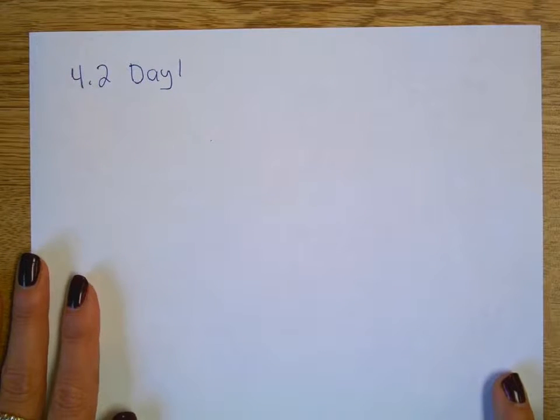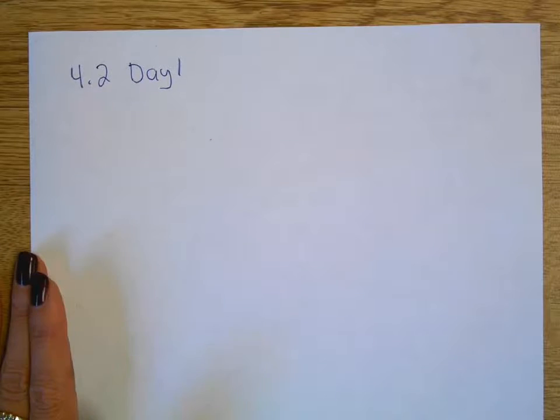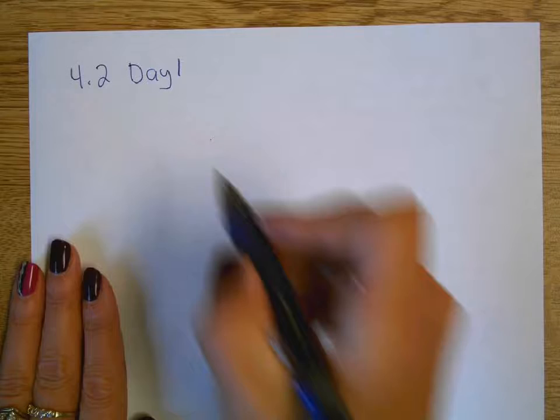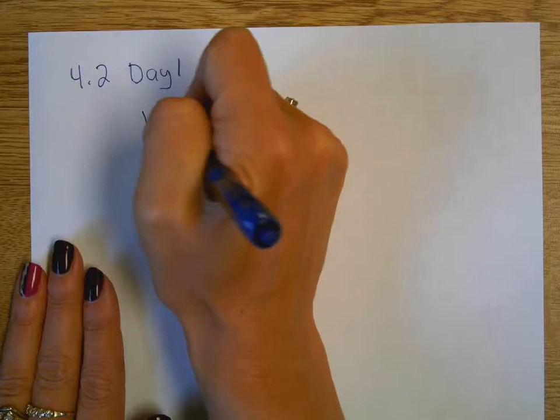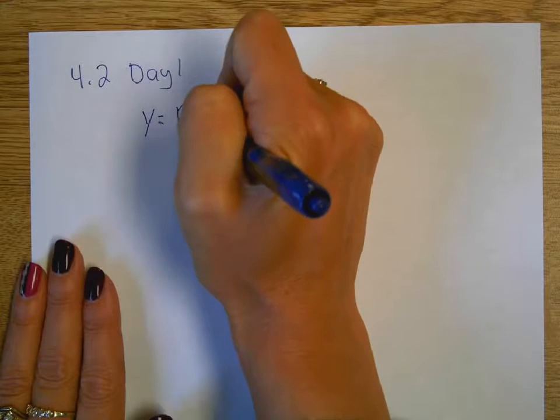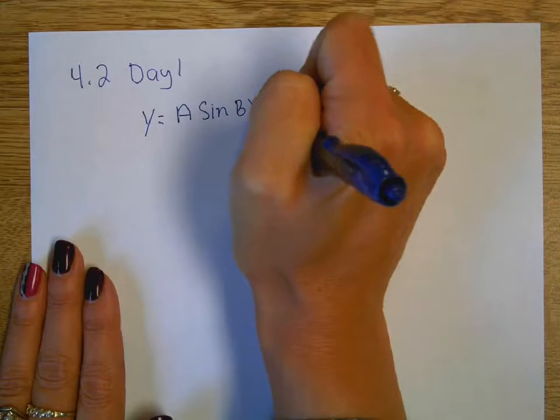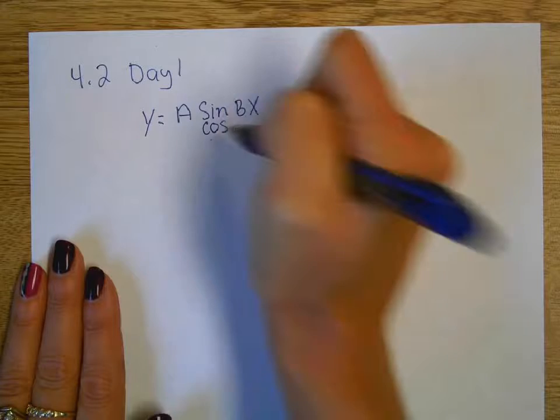Okay, so far we've done two changes to the graph. We've changed the amplitude and we've changed the period. So right now our equations look like this: y equals A sine BX, or that could be a cosine in there.